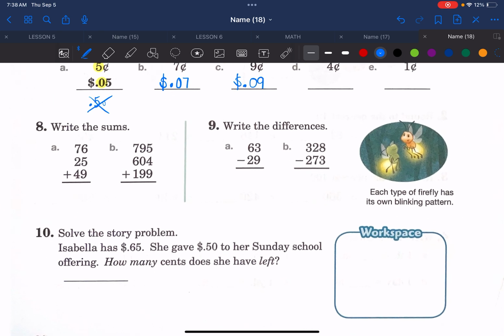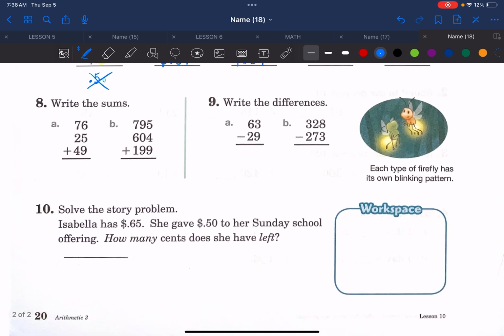Then 8 and 9 are practices, so go ahead and do those to practice adding, practice subtracting, and then solve your story problem. Isabella has 65 cents. She gave 50 cents to her Sunday school offering. How many cents does she have left? All right, the rest of the time is yours to work. Good luck, and please raise your hand if you have any questions.